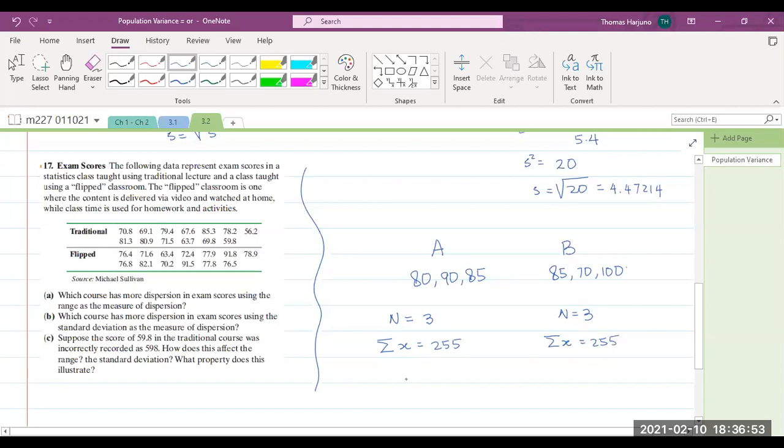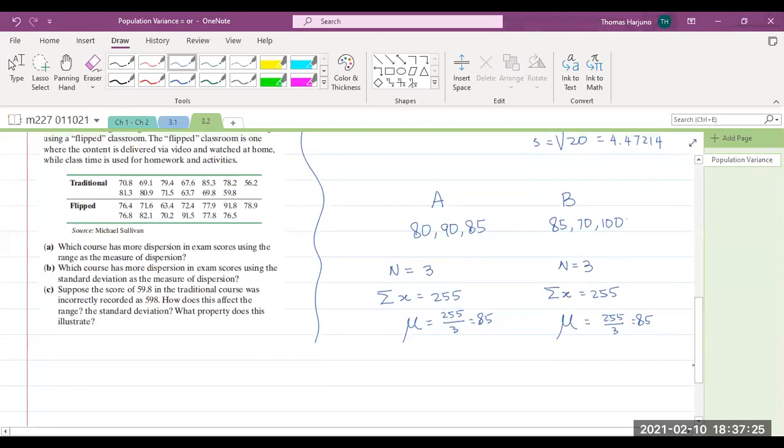So if we look at the mean, both of them are 85. Maybe I write properly how I get that 85. The mean will be 255 over 3, which is 85. Now the next question: which student is more stable?